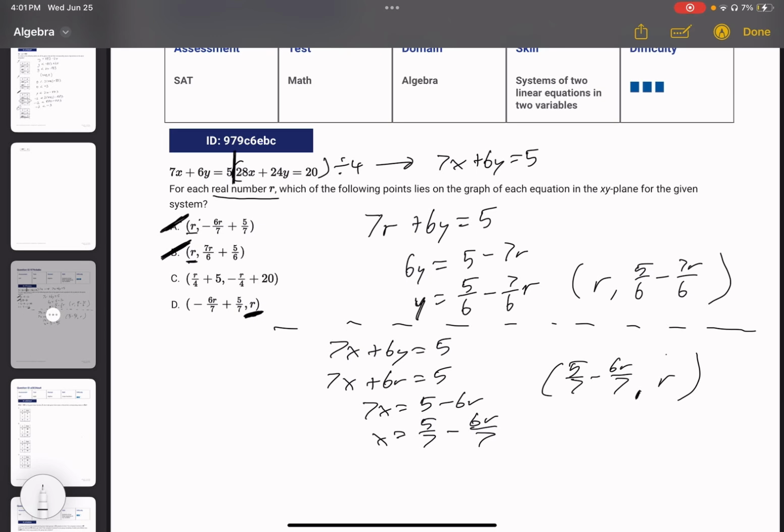And if we look at our answer choices, that is our exact point. We just have these flipped around, but negative 6r over 7, yes, plus 5 over 7, yes, comma, r, yes. So D is going to be your answer for this question.